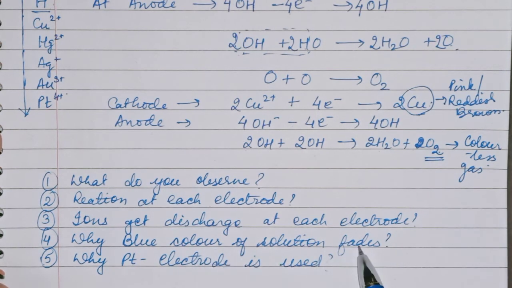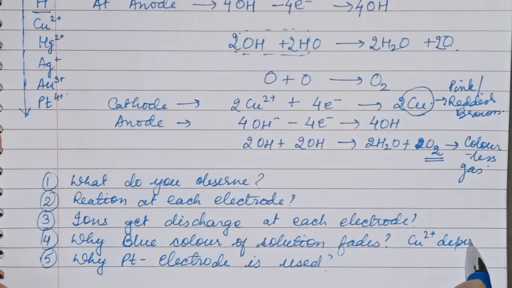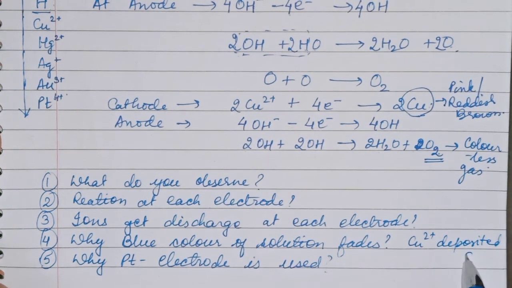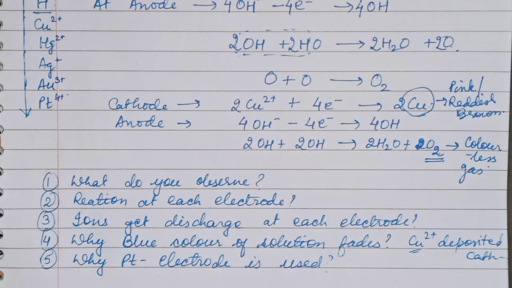Why is the blue color solution fading down? Because Cu2 plus gets deposited at cathode. Okay, and the color of the solution is blue due to Cu2 plus ion. Why is the platinum electrode used? Because platinum is non-reactive. It will not react with copper sulphate solution.